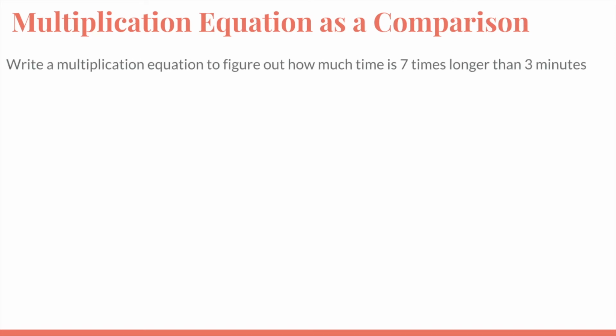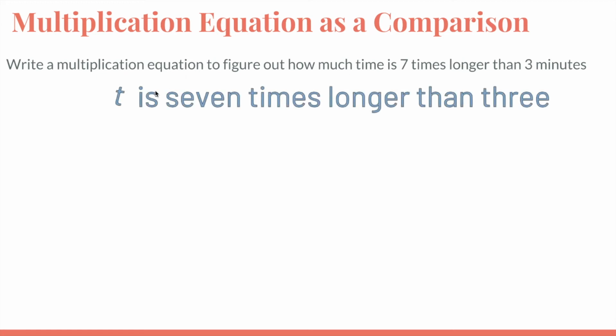Write a multiplication equation to figure out how much time is 7 times longer than 3 minutes. One more time, let's read it. Write a multiplication equation to figure out how much time is 7 times longer than 3 minutes. So we're going to use a letter to represent this unknown time. I'm thinking T makes sense. So let's say T is 7 times longer than 3 minutes. And so our equation is going to be what?